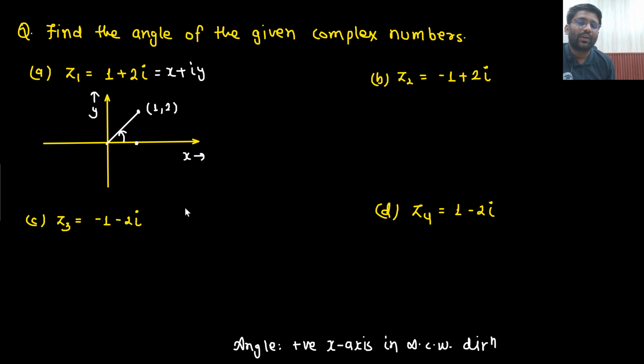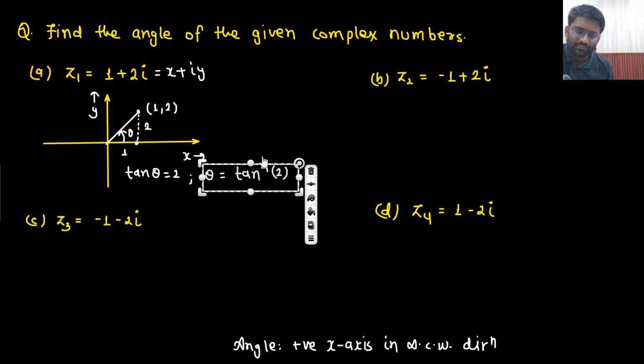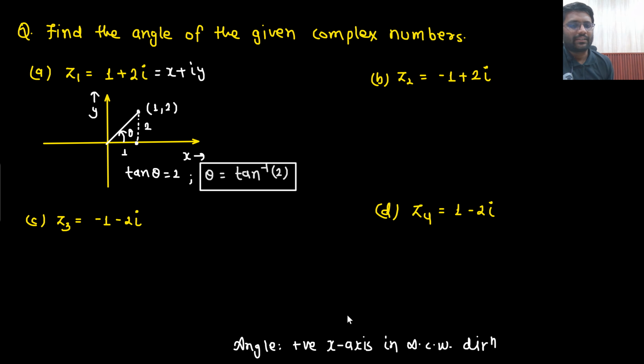So this 1 + 2i is making how much angle? Can you find out this angle? Yes, sir, simply tan theta I will apply. This angle I need to find out. The y-axis value is 2, the x-axis value is 1. So tan theta = 2, theta = tan inverse 2. That's it. This is the angle that is being made.